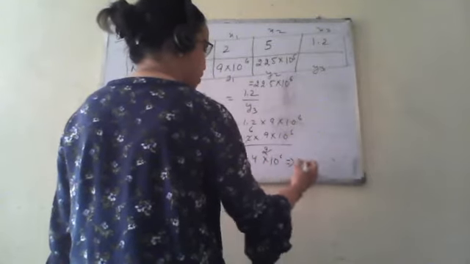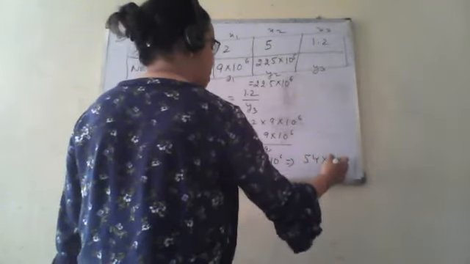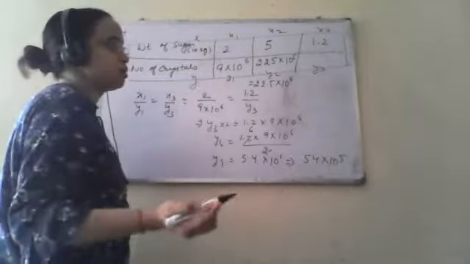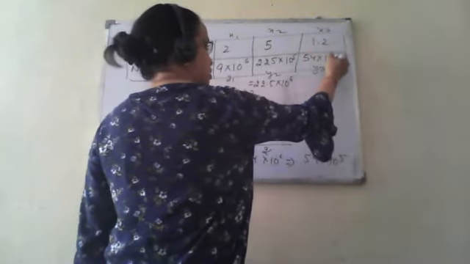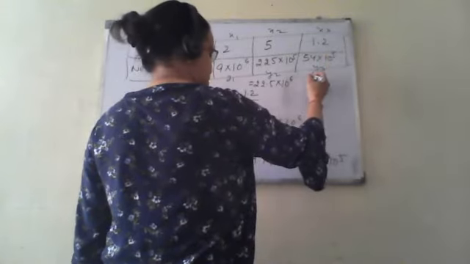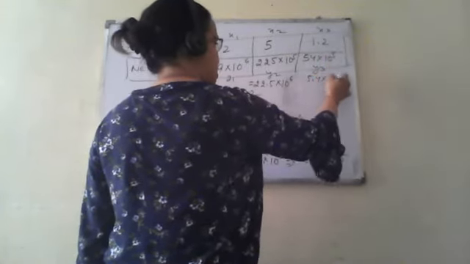Further we can write it as 54 into 10 to the power 5. Whatever you want you can write. This is 54 into 10 to the power 5, or we can write it as 5.4 into 10 to the power 6, which is one and the same thing.